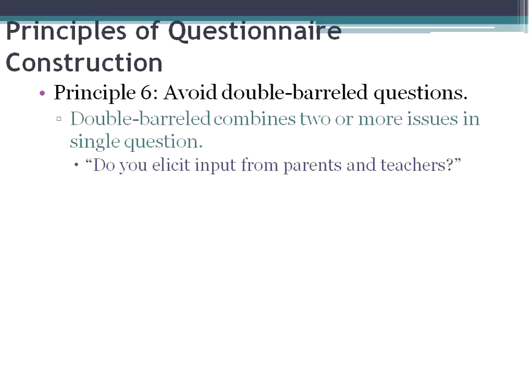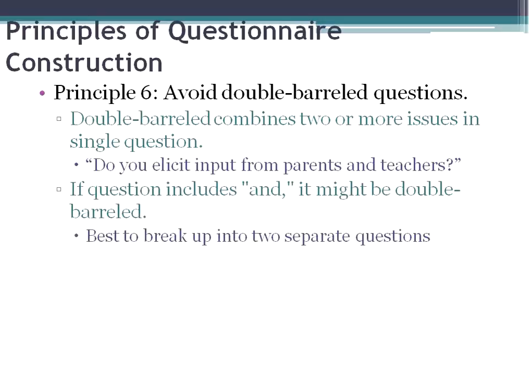Two or more issues. So, do you as a school principal elicit input from parents and teachers? Rate on a scale of 1 to 10 how often you elicit input from parents and teachers. And the person indicates a 10. Well, what does that 10 mean? Does that mean that they're getting input from parents? Does that mean that they're getting input from teachers, or both? You can't really know. And that's what makes this double-barreled. So typically what you want to do is break this up into separate questions, right? Do you elicit input from parents? Do you elicit input from teachers? And then it's clear what the participant is responding to when they respond to that question.